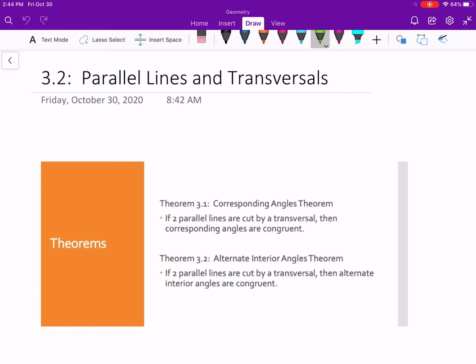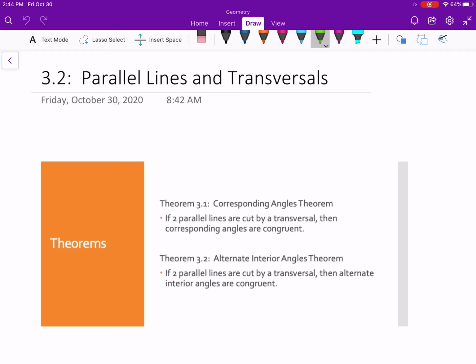This is section 3.2, parallel lines and transversals. So in the last lesson, we learned about naming pairs of angles with two lines cut by a transversal. Today, what we're going to do is say, okay, those two lines are now going to be parallel, so what do we know about angles?